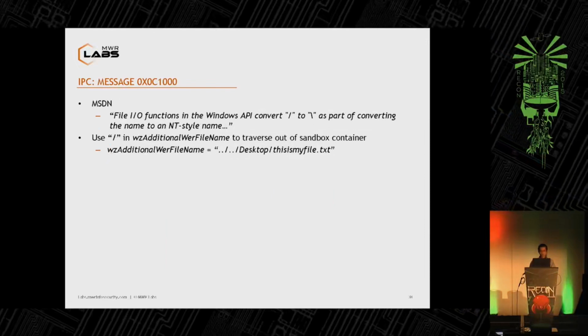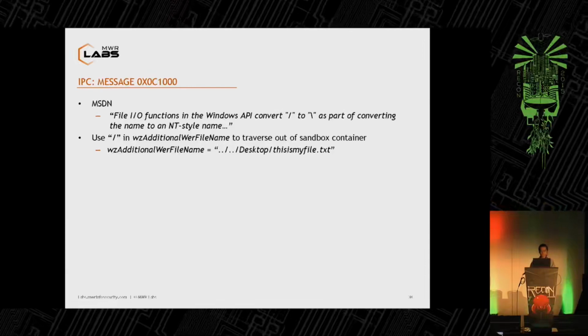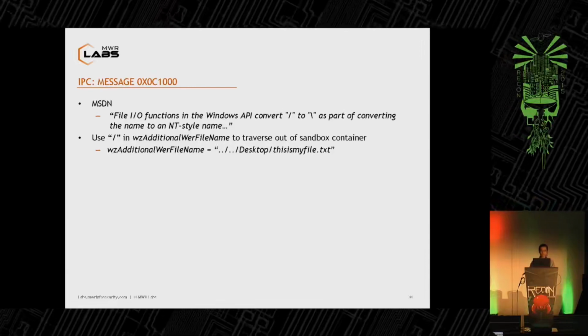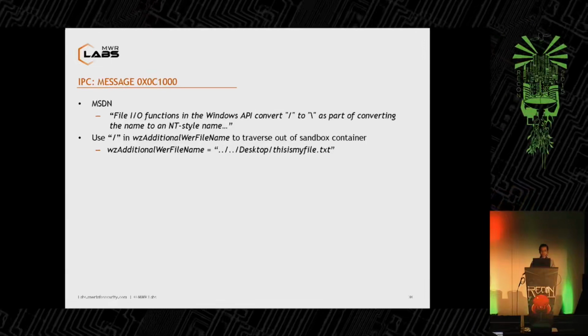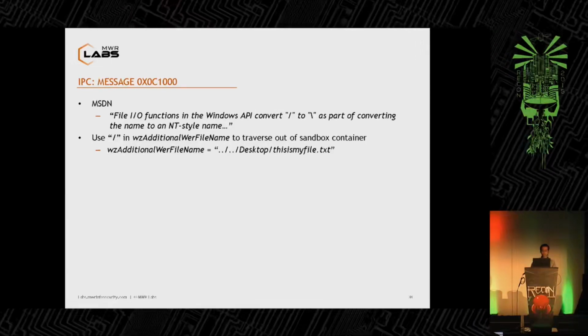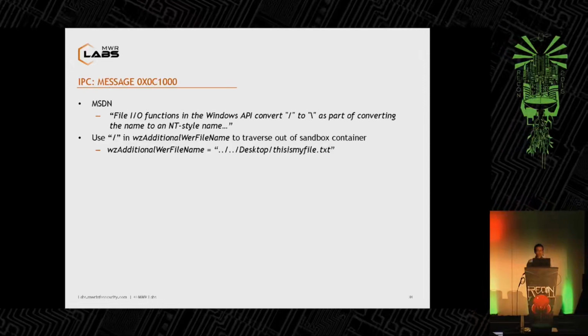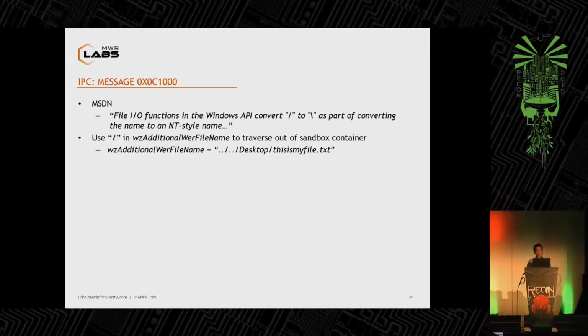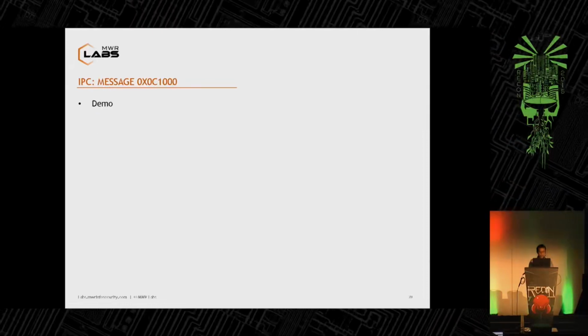But if you were to look at MSDN, it will state that in file IO APIs, internally it will convert the / in the file path to \. So in other words, if you use / in the additional WER file name, this would have allowed us to bypass the name check by the broker and upload any local files. So at this point, I can show a small demo.